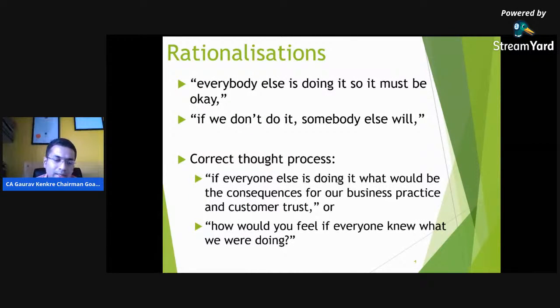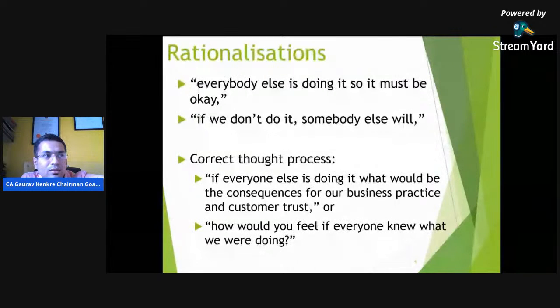While going through ethical dilemmas, we may have some rationalizations like "everybody else is doing it, so it must be okay," and "if we don't do it, somebody else will do it." These are the common tropes we use to justify our actions, which we know within ourselves are not correct, but just to justify them we use these kinds of examples.